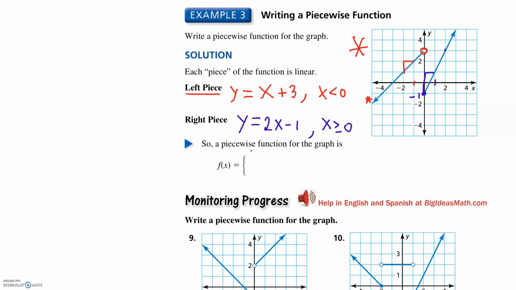Okay, now we've finished it off by writing up our piecewise function. So we've got f of x equals x plus 3 if x is less than 0. And then f of x equals 2x minus 1 if x is greater than or equal to 0. And that's how we write a piecewise function.